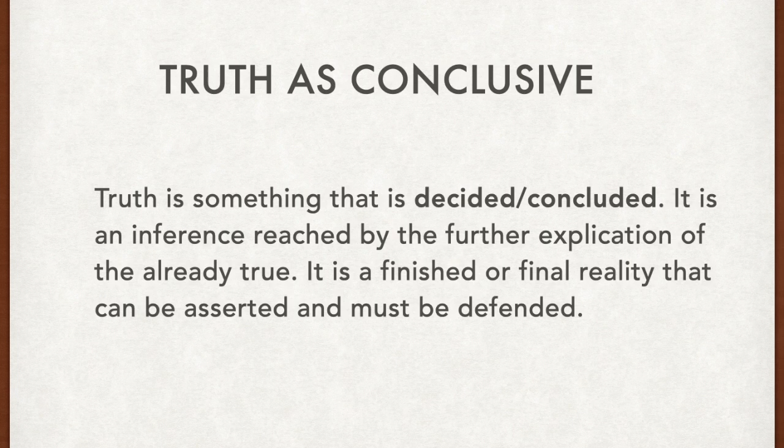Whereas over time the connotative preacher teaches the congregation that truth is disclosive or uncovered, the denotative preacher is telling the congregation over time that truth is something that is decided, it's concluded. Truth is an inference reached by the further explanation of the already true. This is sometimes called paradigmatic truth. Truth is the mining deeper and deeper of a particular paradigm. It is a finished or final reality that can be asserted and in some cases must be defended.